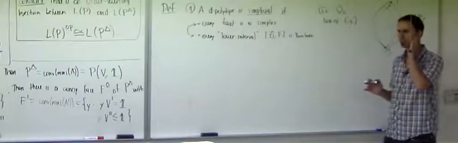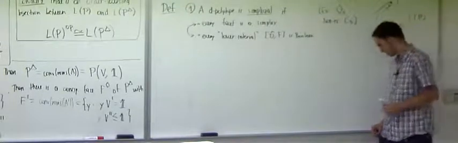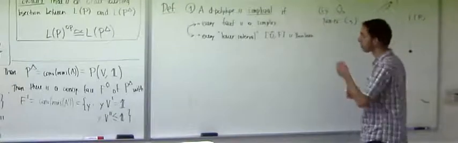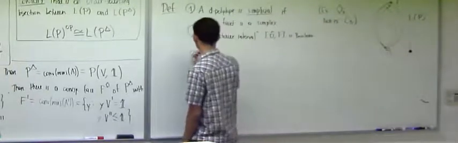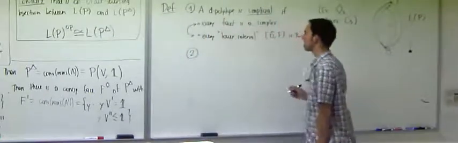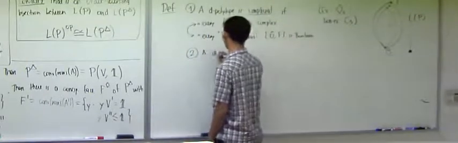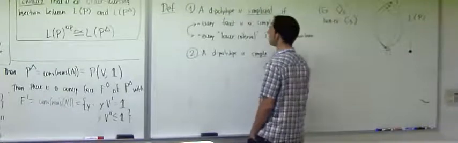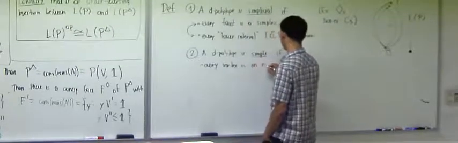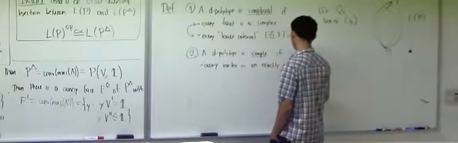And I think actually Tristram defined this for you guys in his tutorial. So the second definition is that a D polytope is simple if every vertex is on exactly D edges.